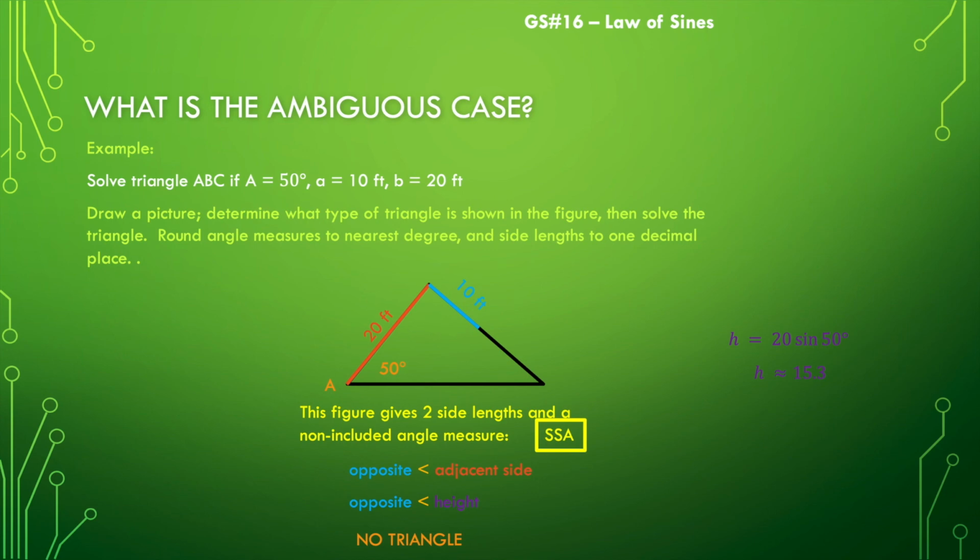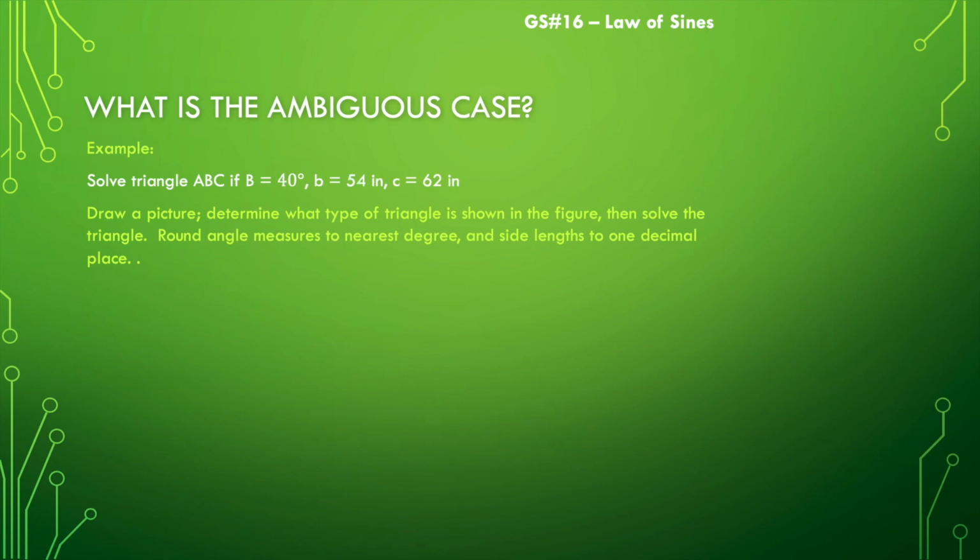All right, one more example. Now in this one, I've kind of mixed things up a little bit because I don't want you to be in the habit of looking at your given information and assuming that your given angle is always going to be labeled angle A, and your adjacent side is always going to be B, and your opposite side is always going to be side A. So I've mixed it up a little bit.